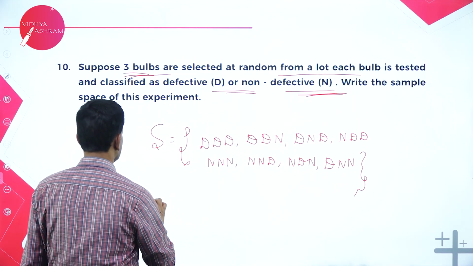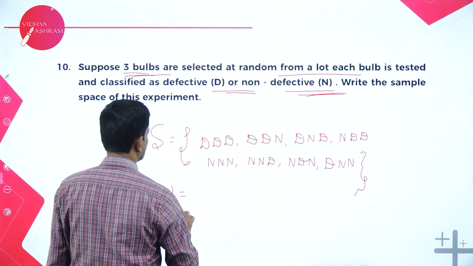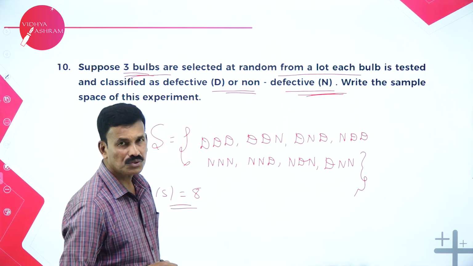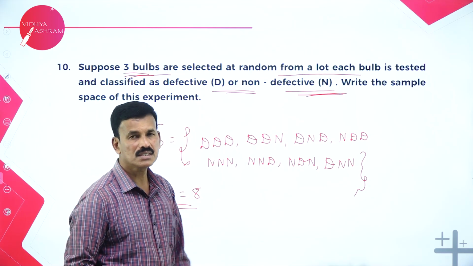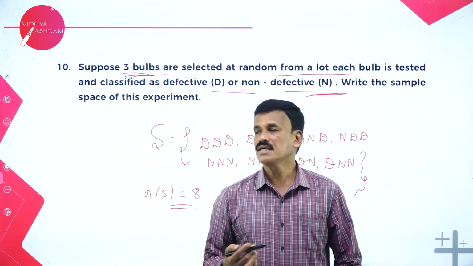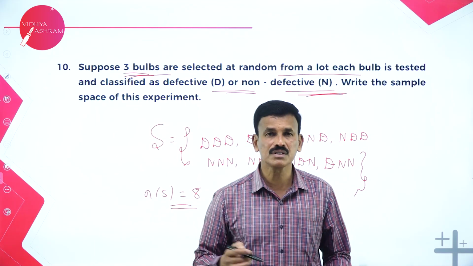So, here n(S) contains 8 events. 2 into 2 into 2, 2 to the power 3, that is 8, that's it. Okay. So, that's all regarding this problem. Hope you followed this.